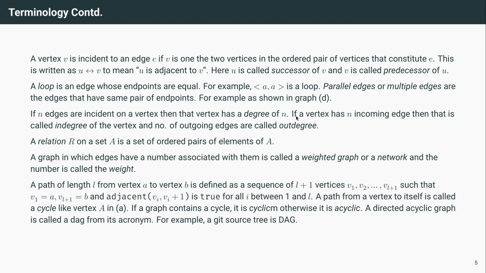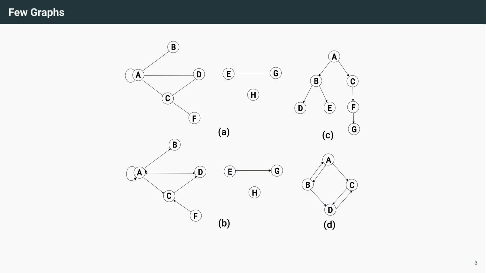Now, if a vertex has n incoming edges, then that is called the in degree of the vertex, and the number of outgoing edges is called the out degree. For example, in graph A, outgoing is 1, and 2, and 3. So that is the out degree. We won't count this loop here. For example, C, incoming are 2, one from A and one from F, and outgoing is 1 towards D.